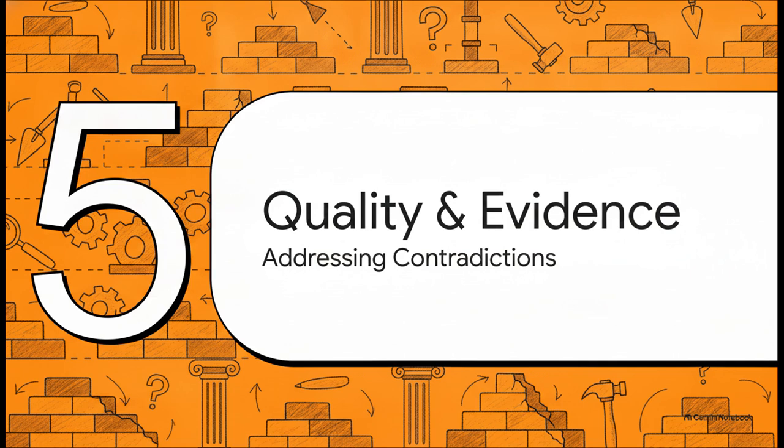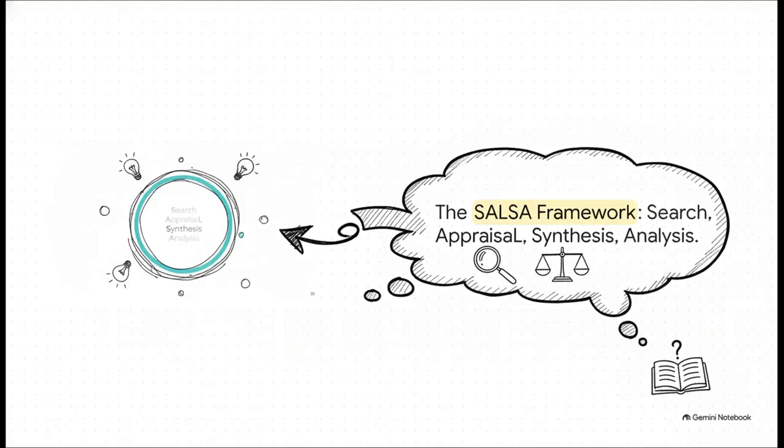Finally, Section 5, Quality and Contradictory Evidence. As we construct our final argument, we've got to make sure our building materials are structurally sound, right? Because not all research is created equal. And this brings us back to the SALSA framework, based on Grant and Booth from 2009. SALSA stands for Search, Appraisal, Synthesis, and Analysis. I want you to focus heavily on that second A, appraisal.